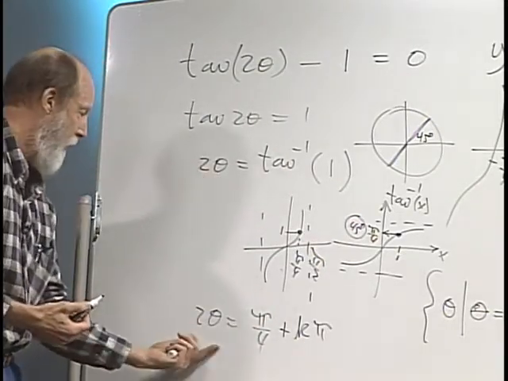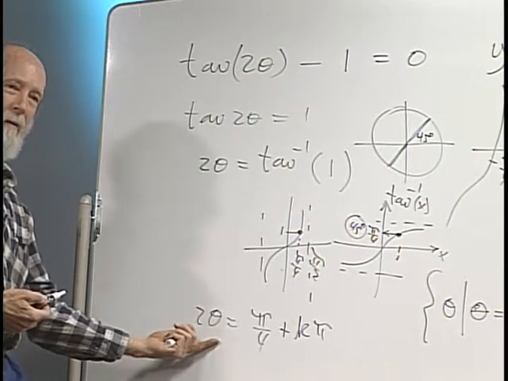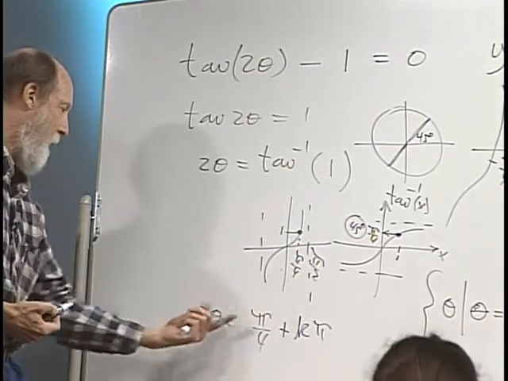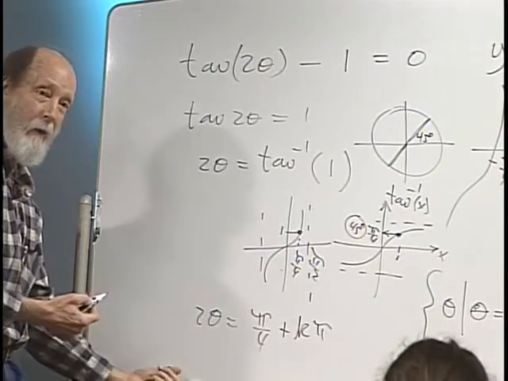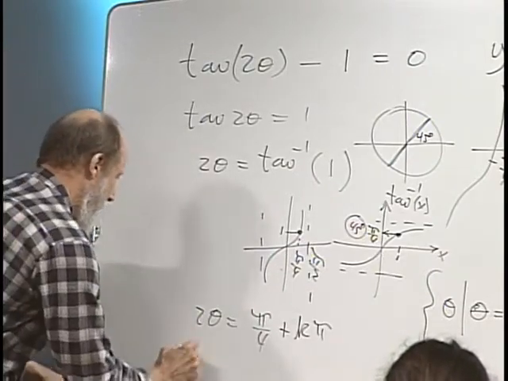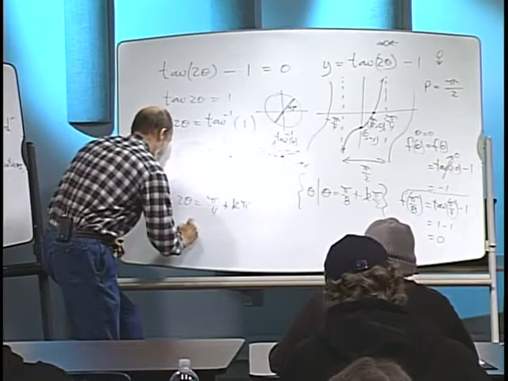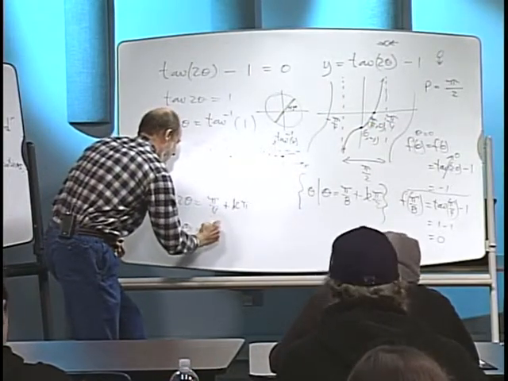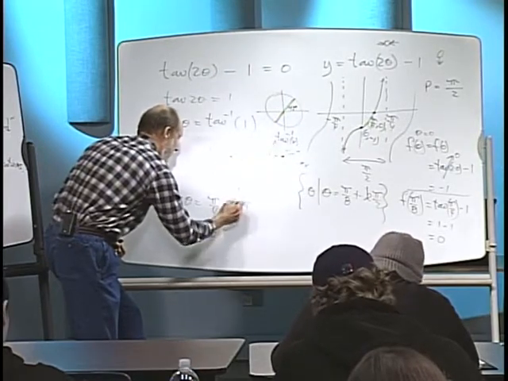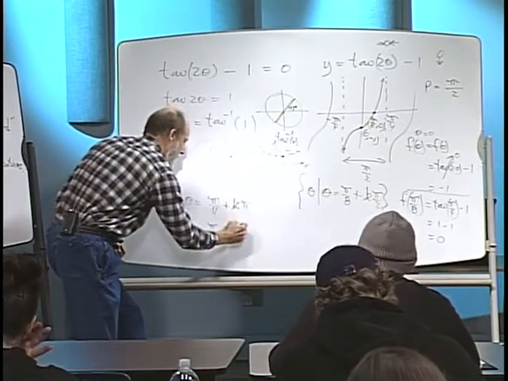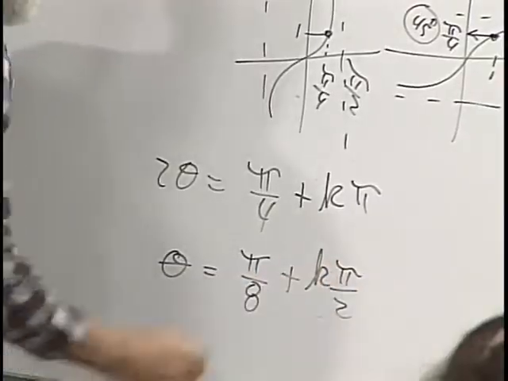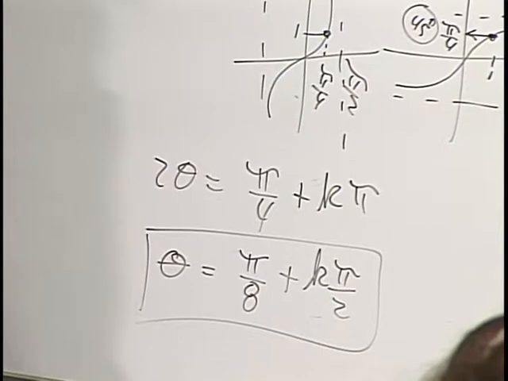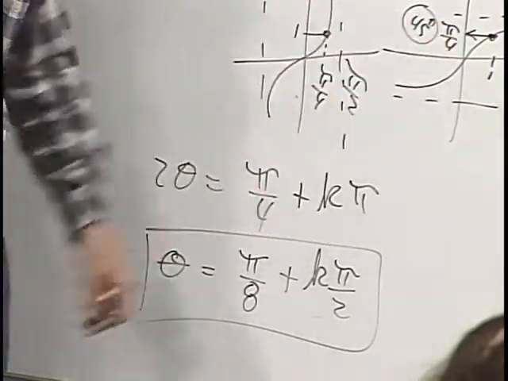Now, an easier thing to do is multiply both sides of this equation by 1/2 to figure out what theta is. Multiply both sides by 1/2, and this turns into theta. Half of this is pi over 8, plus, multiplying this by 1/2, k pi over 2. An infinite family of answers, which agrees with the graphical approach that we saw earlier.